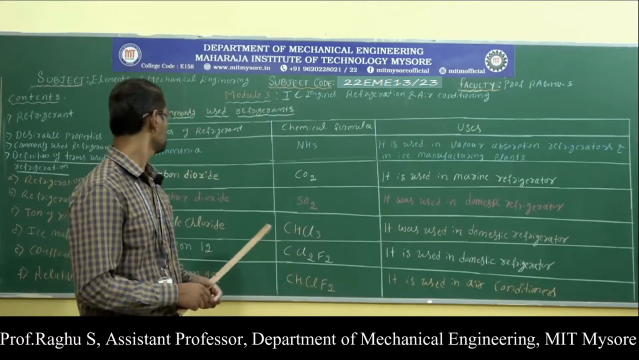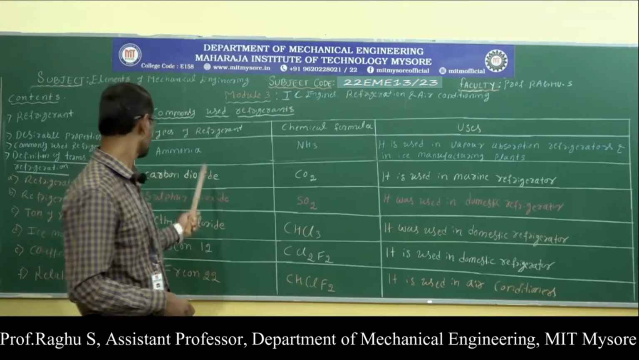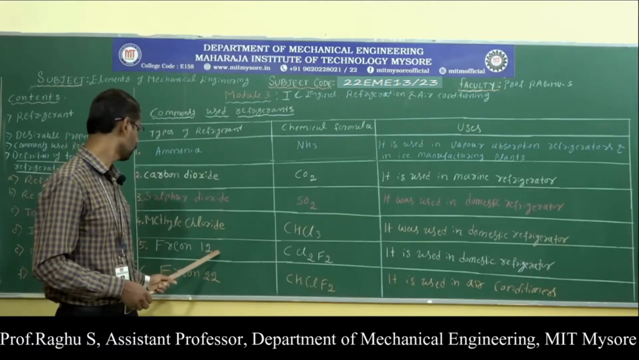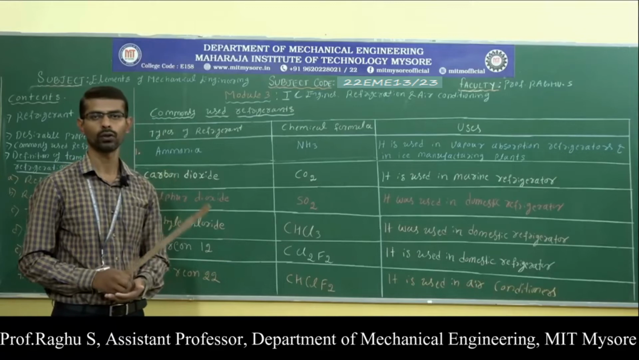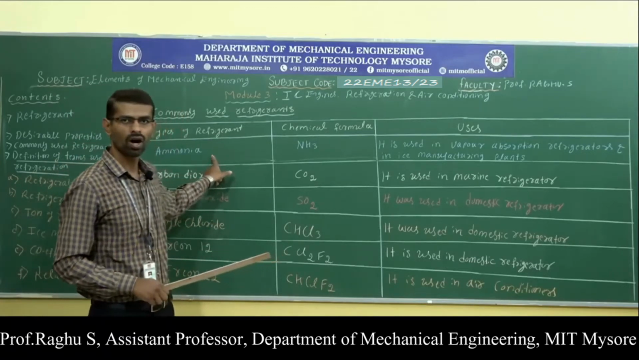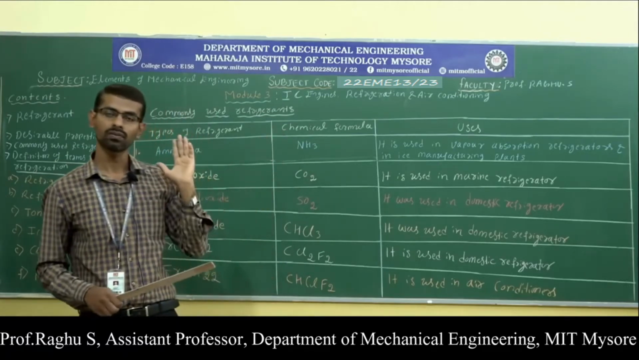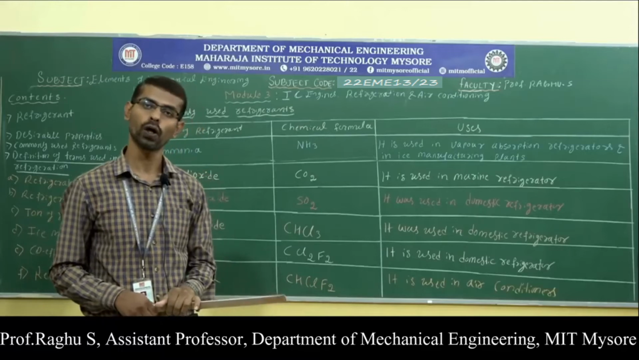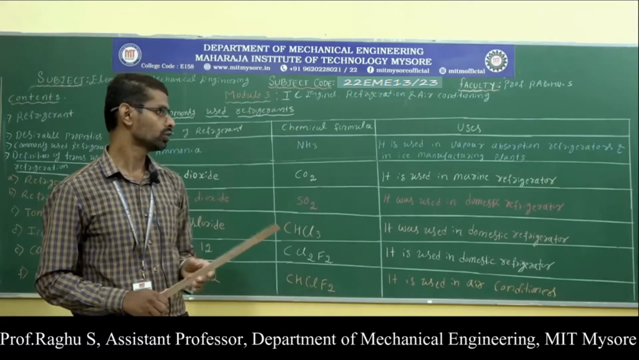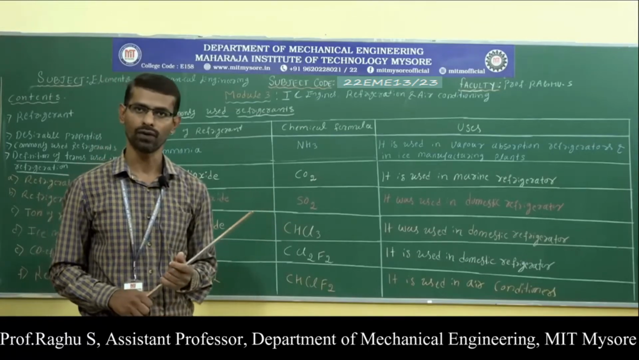Okay, next we will discuss commonly used refrigerants. The commonly used refrigerants are ammonia, carbon dioxide, sulfur dioxide, methyl chloride, Freon 12 and Freon 22. So the first one, ammonia. Ammonia refrigerant, chemical formula NH3, is mainly used in vapor absorption refrigeration systems. It is also used in ice manufacturing plants.